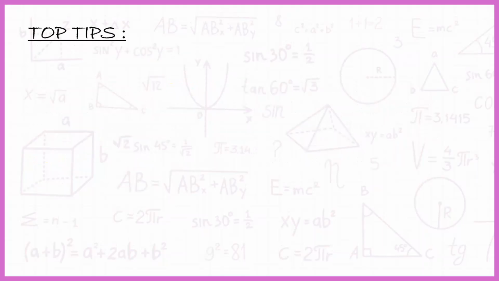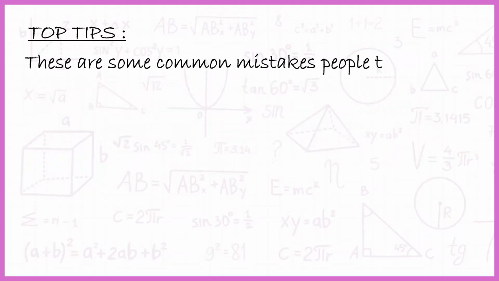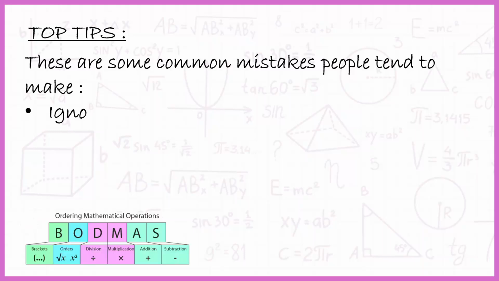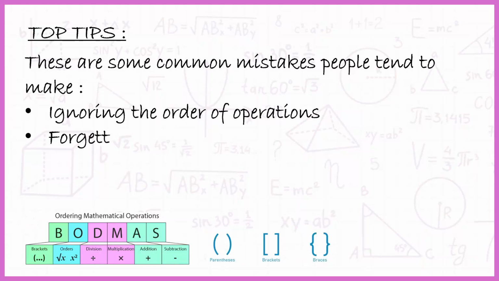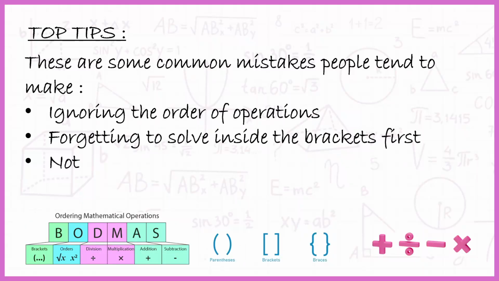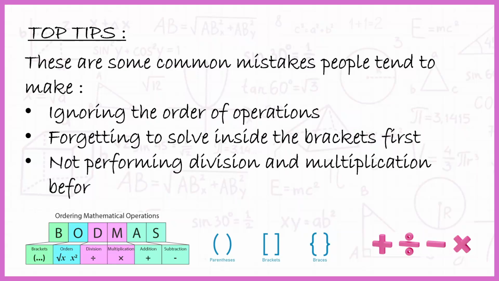Now let's look at some top tips. These are some common mistakes that people tend to make. Ignoring the order of operations. Forgetting to solve inside the brackets first. And not performing division and multiplication before addition and subtraction.